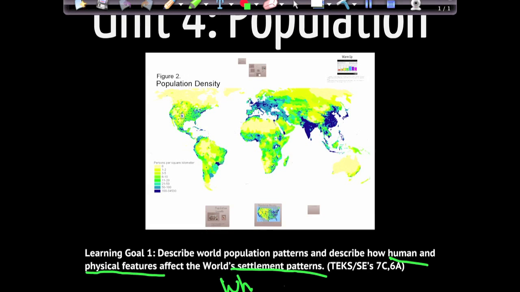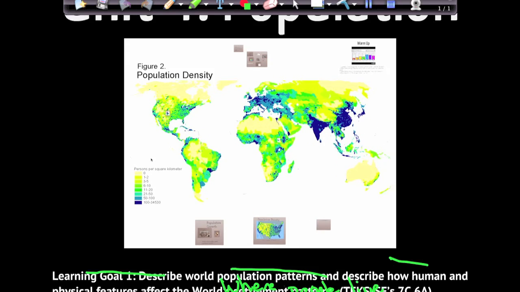Settlement patterns are where people live. So do they live in cities? Are they crowded? Or do they live on farms? Are they farmers? Do they have lots of space? What changes those settlement patterns? And we're going to talk about human characteristics and physical characteristics that affect those patterns. So let's move on here.